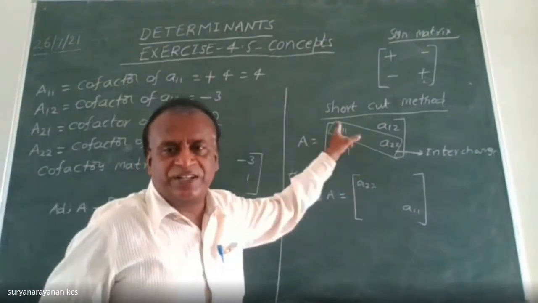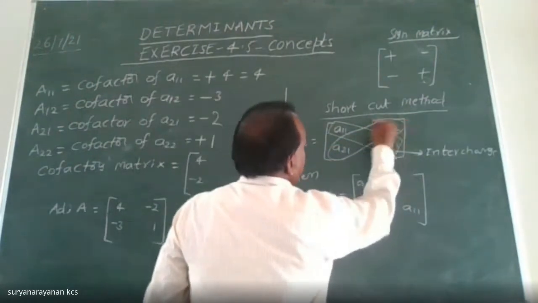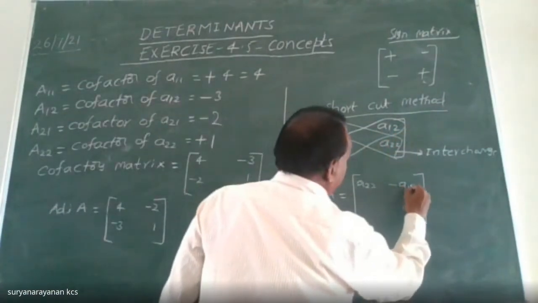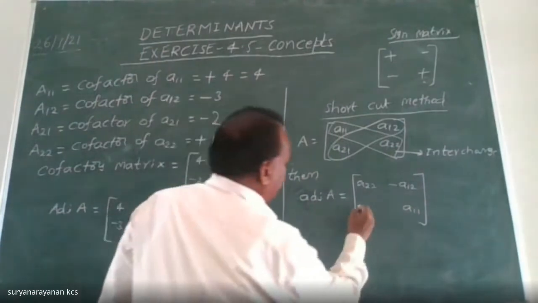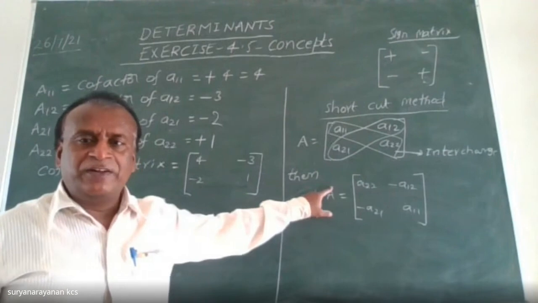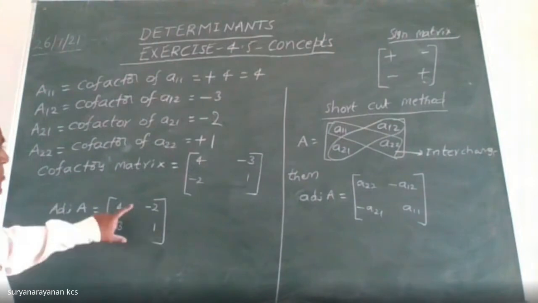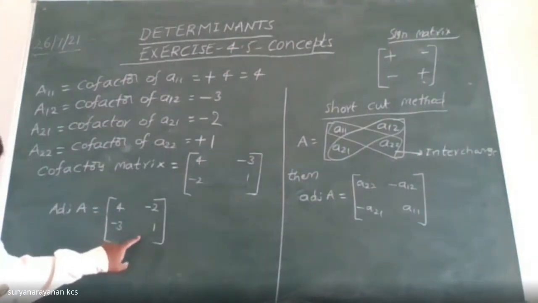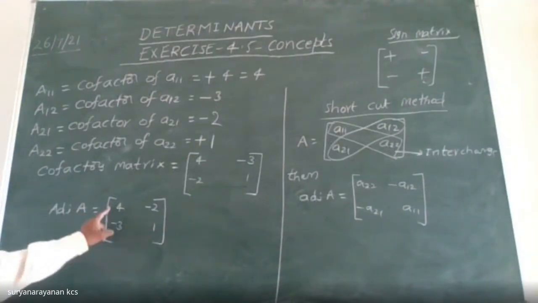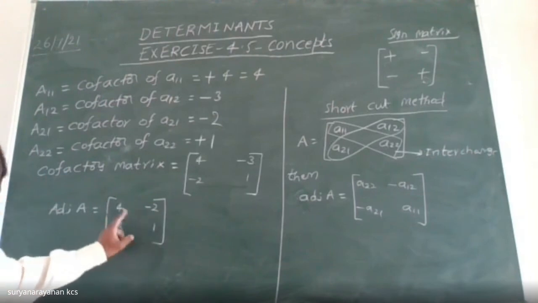This is interchanging the positions. What about the other diagonal? Just change their sign. Here A12 is there, write minus A12. Here A21 is there, minus A21. That's all. This is the shortcut method to find the adjoint of a square matrix of order 2. If you observe the given matrix and this adjoint matrix, you get the same answer. See here, in the given matrix, 1, 2 is there. In this diagonal, 1, 4 is there. We interchange their positions.